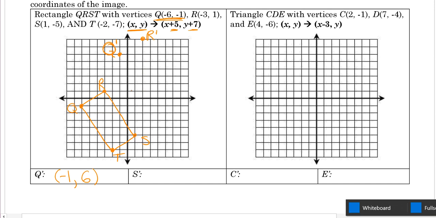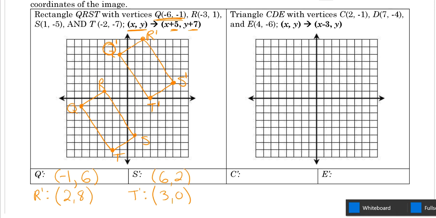Okay, go ahead, translate pre-image T and S, and then check back with me. I'm going to pause the video, and you should too. Okay, so you can see, hopefully, that your pre-image and image are congruent figures. The image of T ended up mapping to 3, 0, and the image of S ended up mapping to 6, 2.